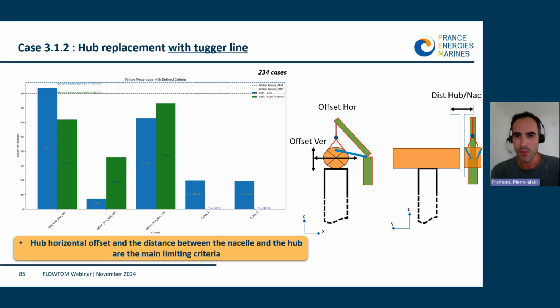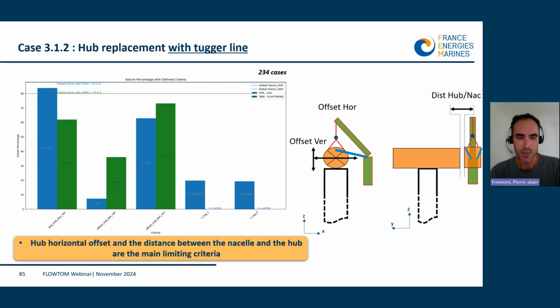So on the criteria we have looked at, we focused on the distances at interface. So we looked at an offset, horizontal and vertical, because for this step we considered that we want to keep the hub in front of the nacelle for integration. So we want to have a limited offset. And at the same time, we don't want the contact because we need to control the package. So there is also a criteria on a limited distance between the hub and the nacelle. And this last criteria is the main limiting criteria.